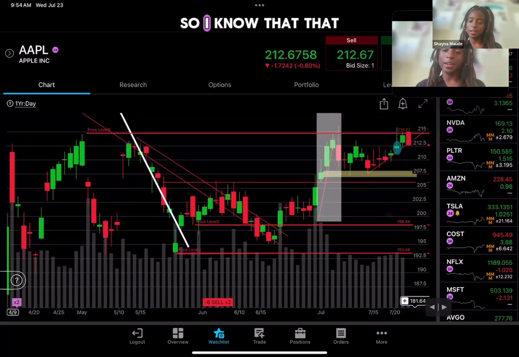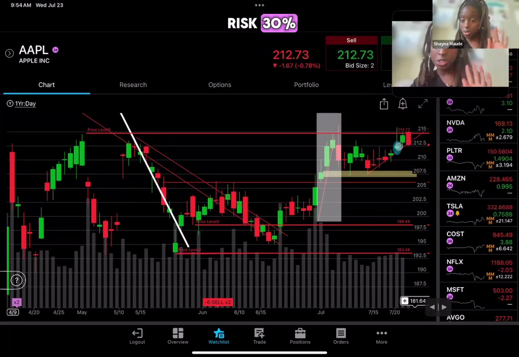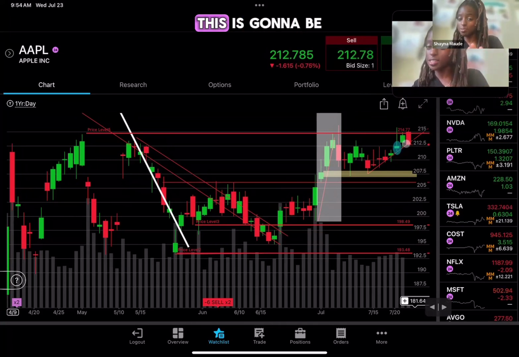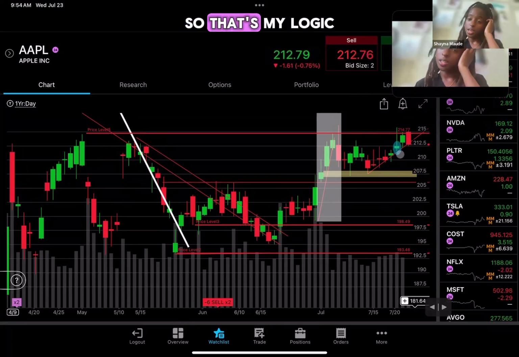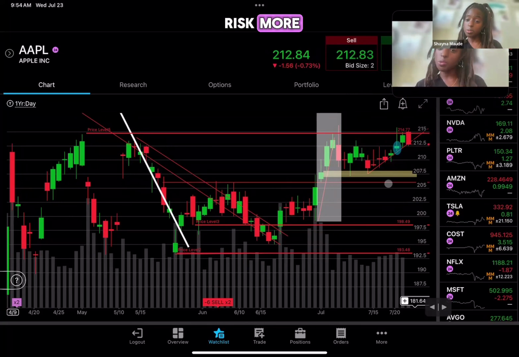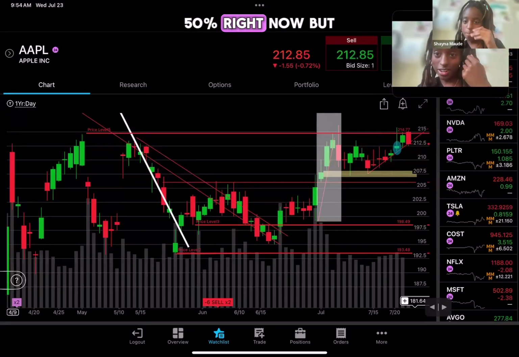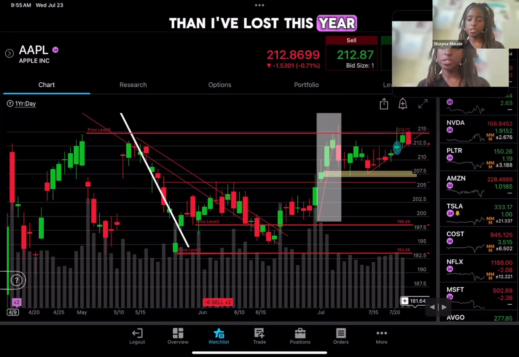So that just means I'm risking more than what I want to. I normally like to risk 30%, but because I got in up here, because I trust that this is going to be the one that breaks through, especially when it was over here, it wasn't coming back down all the way. So that's my logic. So I have to risk more. So my risk is down here now. Instead of a 20%, 30% risk, it's 50% right now, but it's okay. I've made more money in Apple than I've lost this year, so that's fine.